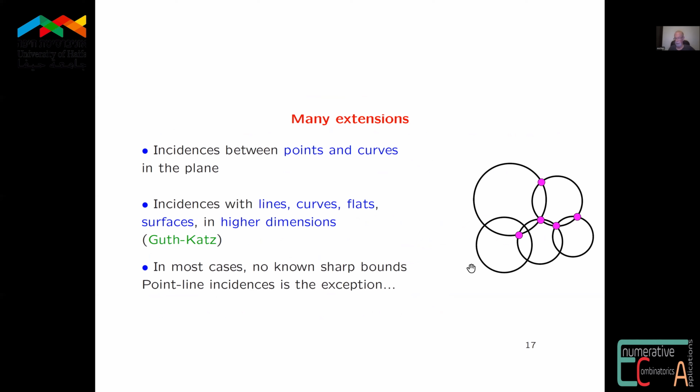I should mention that the bound m^(2/3) n^(2/3), which is tight for points and lines, is an anomaly. In general, we don't really know what the right bound is. There are very few such cases.